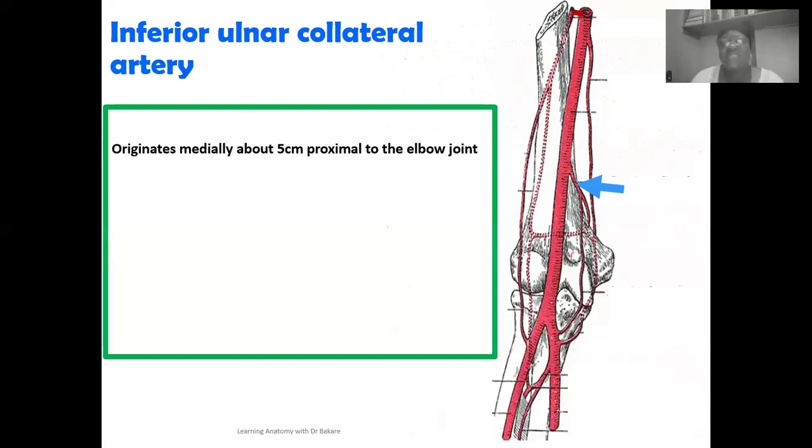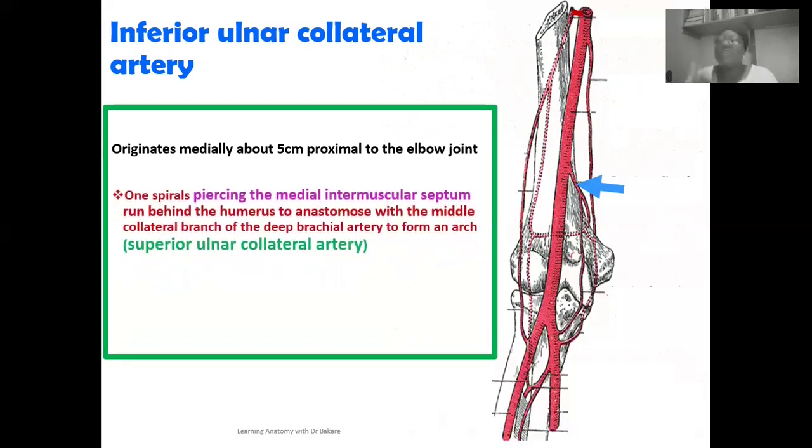So you see this artery as it emerges is seen to divide into 2 branches. We have one of the branches forming a spiral where it will be piercing the medial intermuscular septum. Don't forget that piercing this septum will allow these vessels to be directed posteriorly. And this is why it is seen to run behind the humerus here, where this arrow is pointing, in the quest of creating anastomosis with the middle collateral branch, which of course is one of the terminal branches of the deep brachial artery.